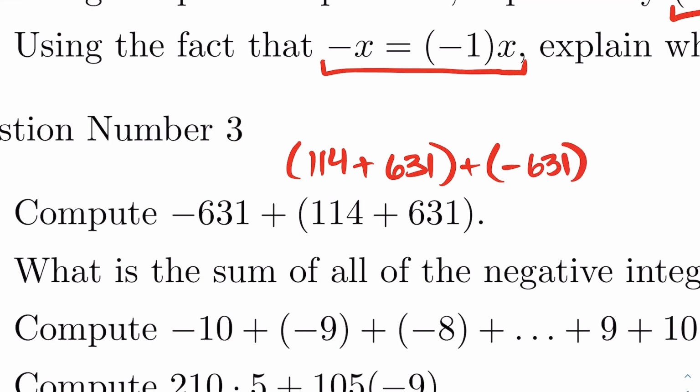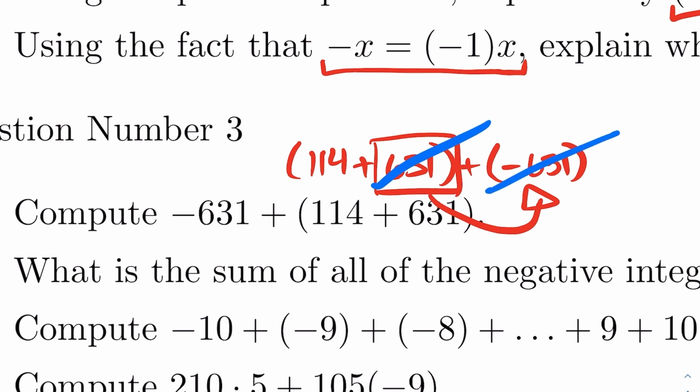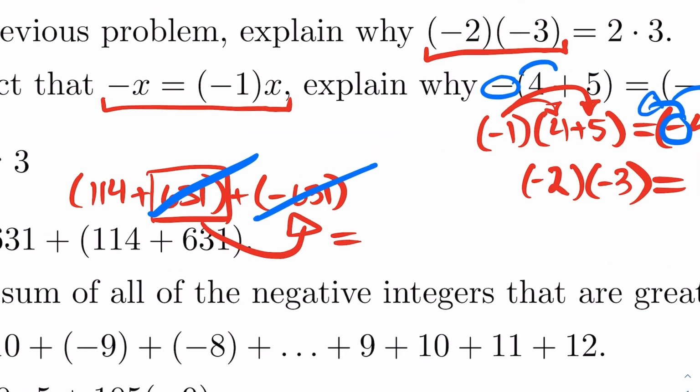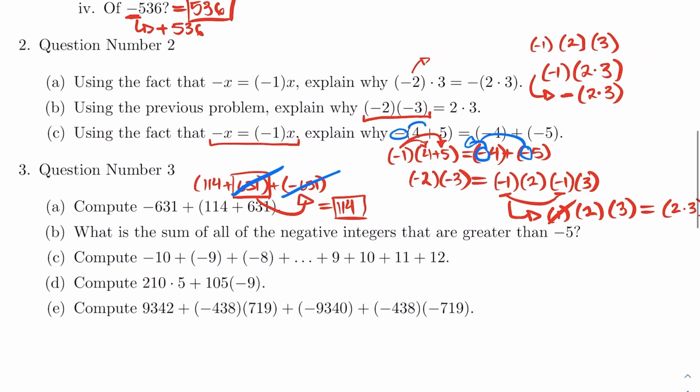Well, we do know that we can move these terms around somewhere else, right? And because we are able to do that, we can simply cancel out the positive 631 and our negative 631, because the opposites will cancel out, meaning that our answer will simply be 114. So it's a pretty easy way to go about it.